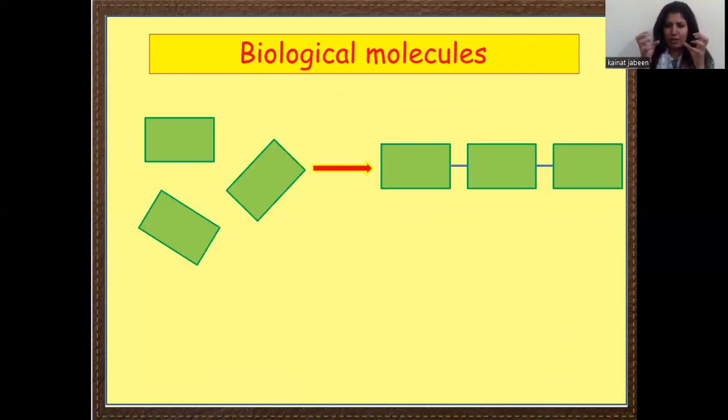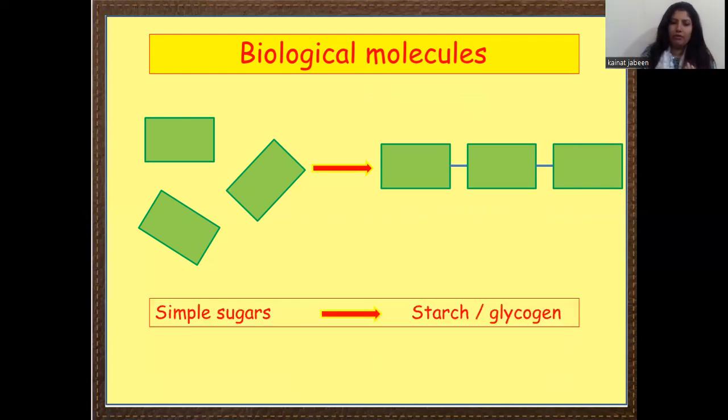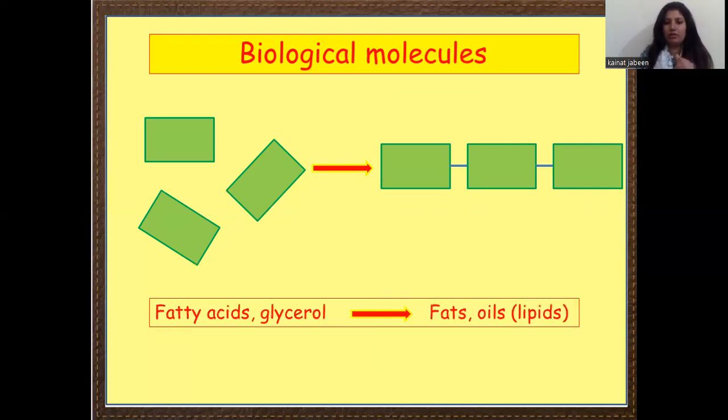Smaller biological molecules combine and make a larger one. For example, simple sugars combine together and make a larger one called starch or glycogen. Starch is a storage food for plants, and glycogen stores sugar in our body. Humans and animals store simple sugar in the form of glycogen. In the same way, fatty acids and glycerol combine together and make fats and oils. Smaller molecules of amino acids combine and make protein.